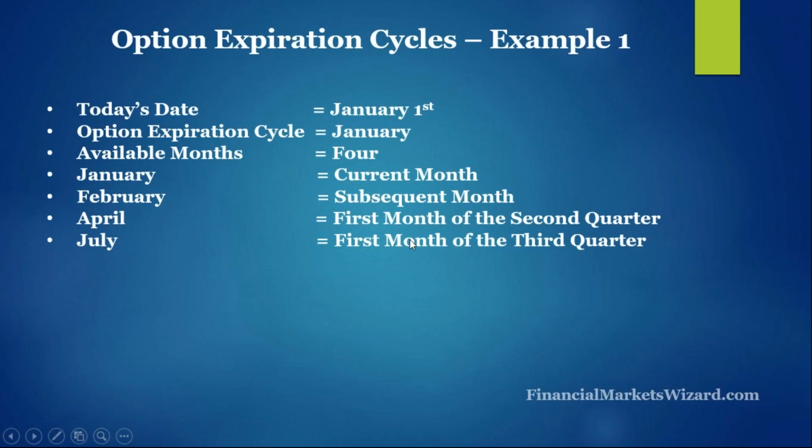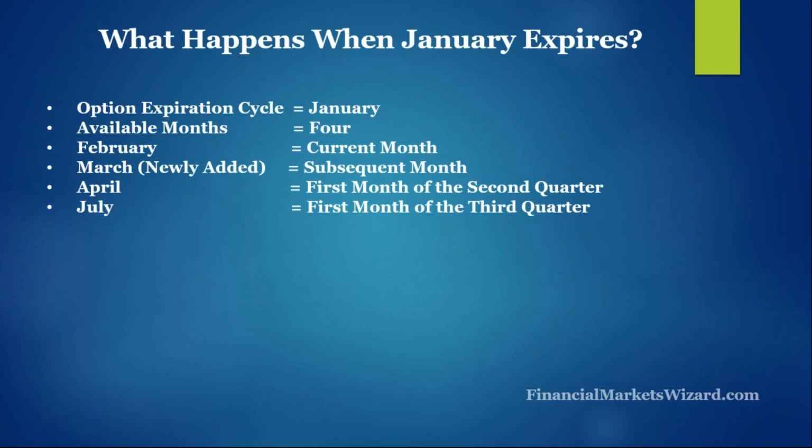Now, let me give you another example. So what happens when January expires? When January expires, and we know there are always 4 months, February, which was the subsequent month, the second month, will become the current month. So now January has expired.